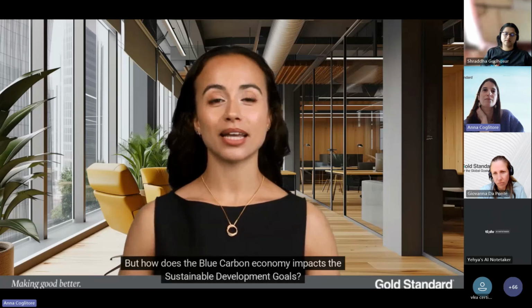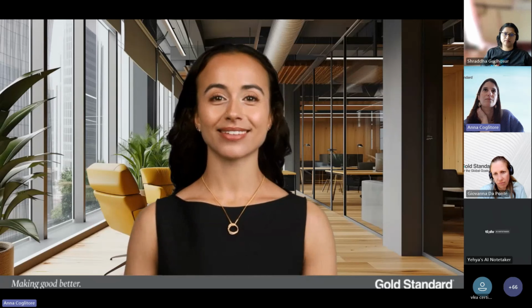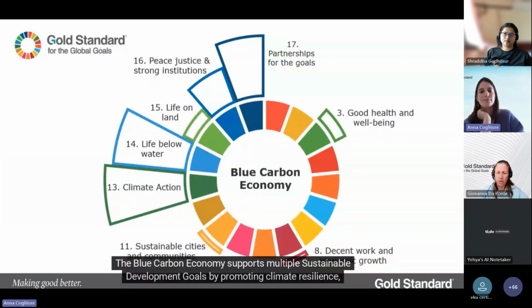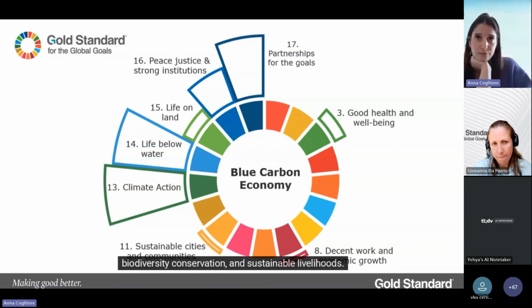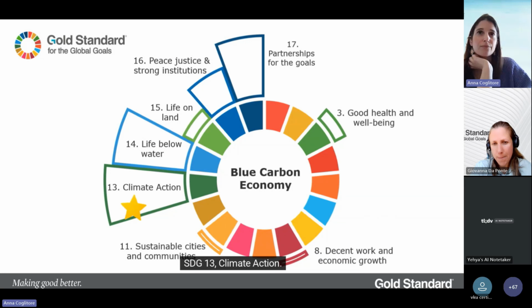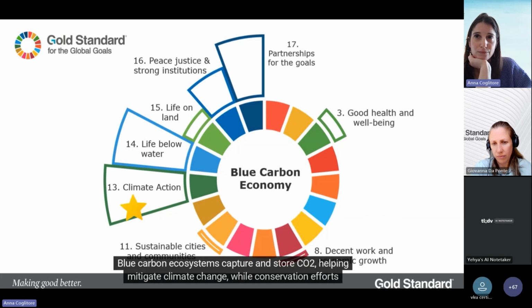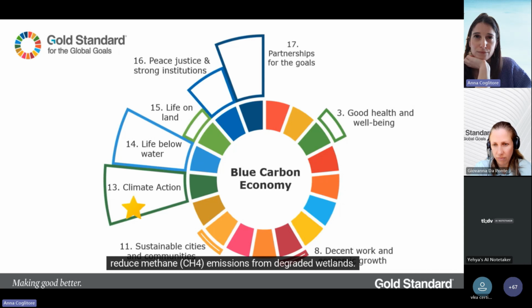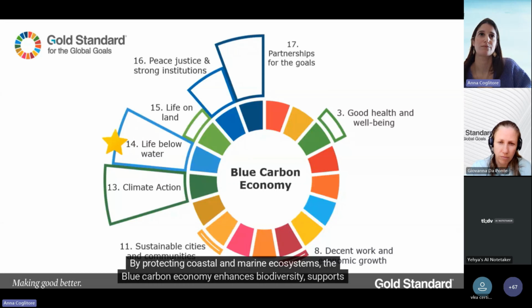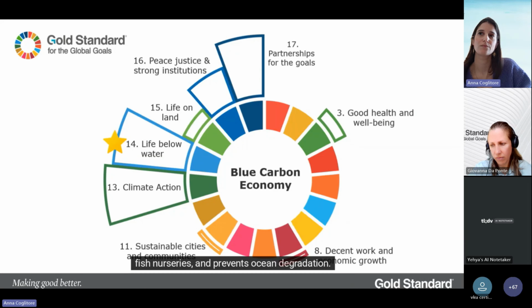But how does the blue carbon economy impact these sustainable development goals? The blue carbon economy supports multiple sustainable development goals by promoting climate resilience, biodiversity conservation, and sustainable livelihoods. Let's have a closer look at some of them. SDG 13, Climate Action. Blue carbon ecosystems capture and store CO2, helping mitigate climate change, while conservation efforts reduce methane CH4 emissions from degraded wetlands. SDG 14, Life Below Water. By protecting coastal and marine ecosystems, the blue carbon economy enhances biodiversity, supports fish nurseries, and prevents ocean degradation.